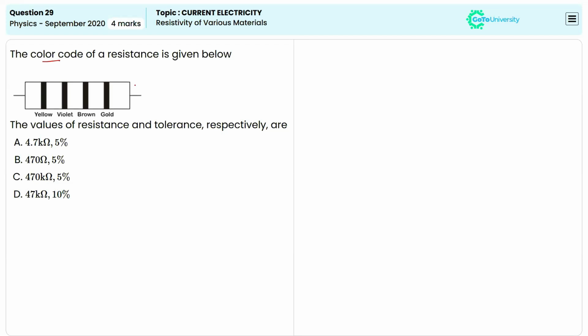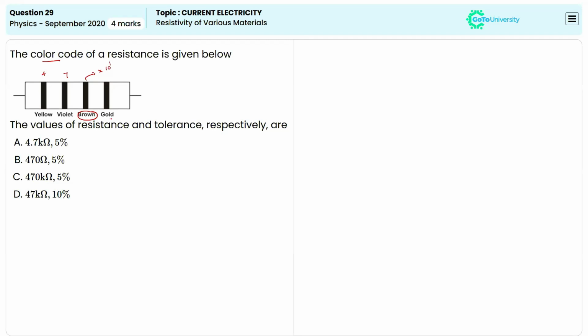So here the first color is yellow, right? So yellow is the number 4. And the second one here is violet. It's known that violet has the number 7. And the third one is brown, and it's known that the third color represents the multiplier. For brown, the multiplier will be 10 to the power 1.